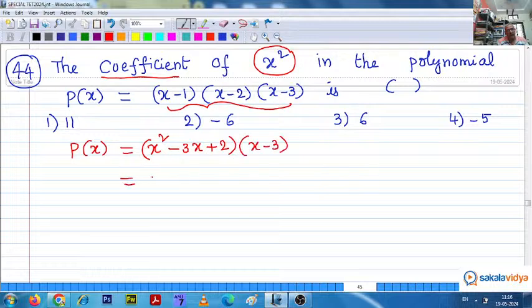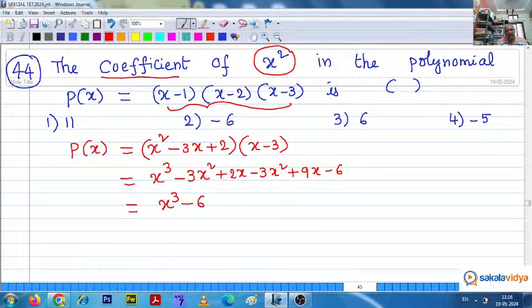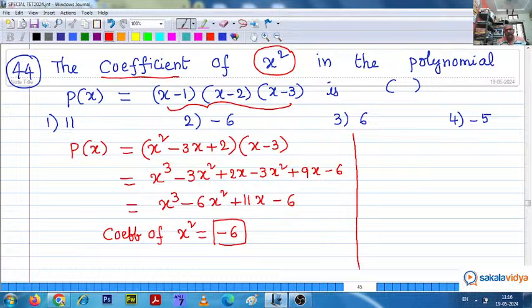So then what do we get? x cube minus 3x square plus 2x. Now multiply with minus 3: minus 3x square plus 9x minus 6. So this equals x cube minus 6x square plus 11x minus 6. We need the coefficient of x square. So the coefficient of x square is equal to minus 6. This is one method. So the second option is the right option.